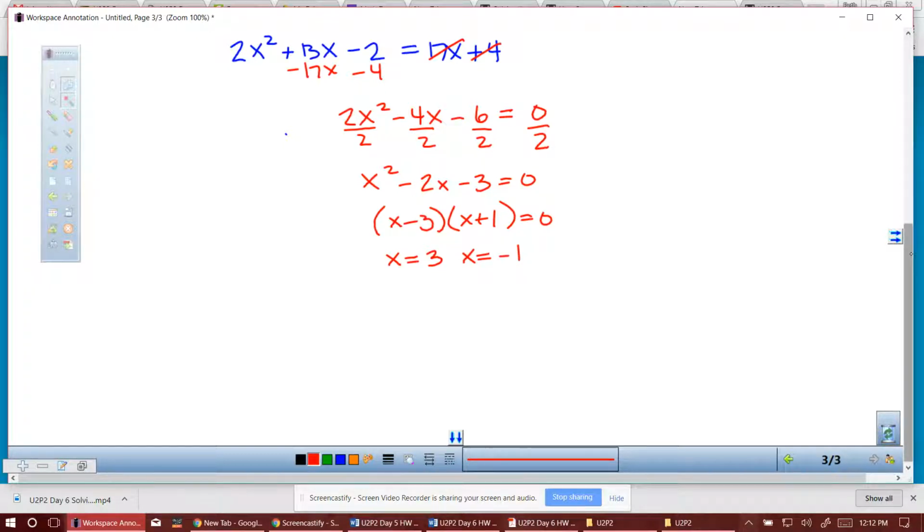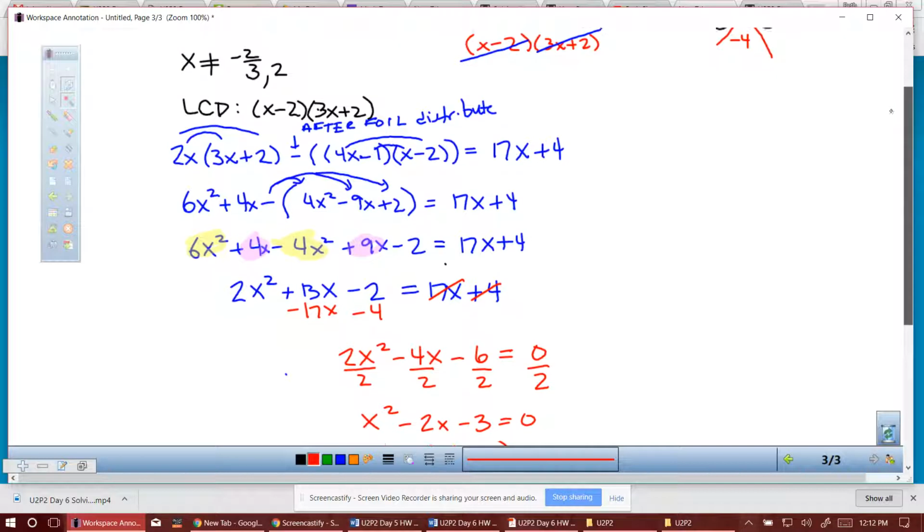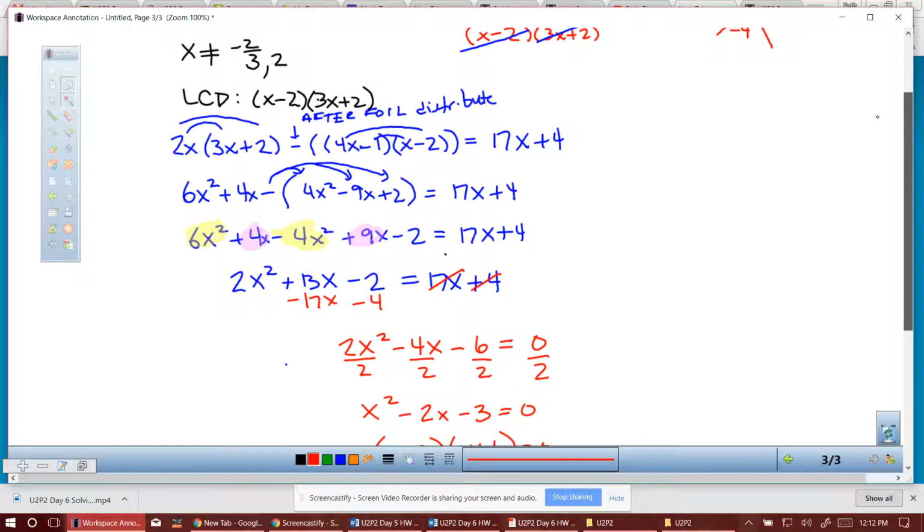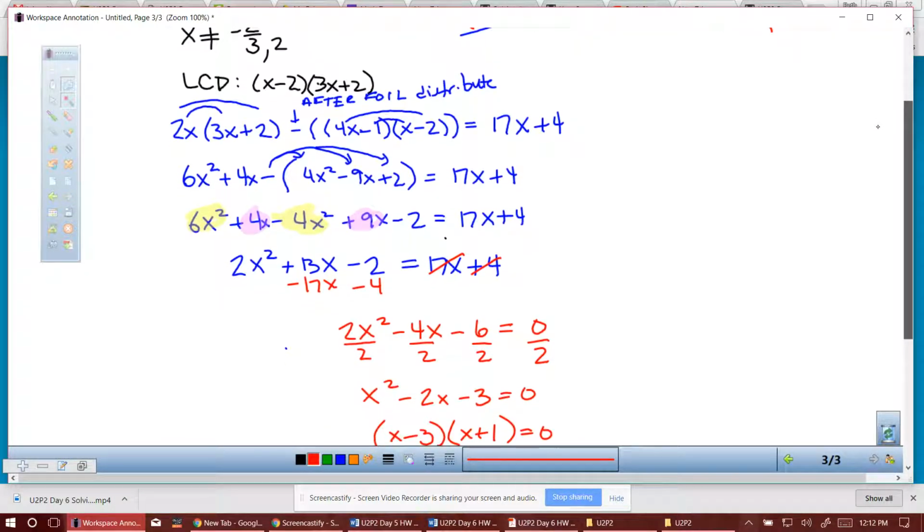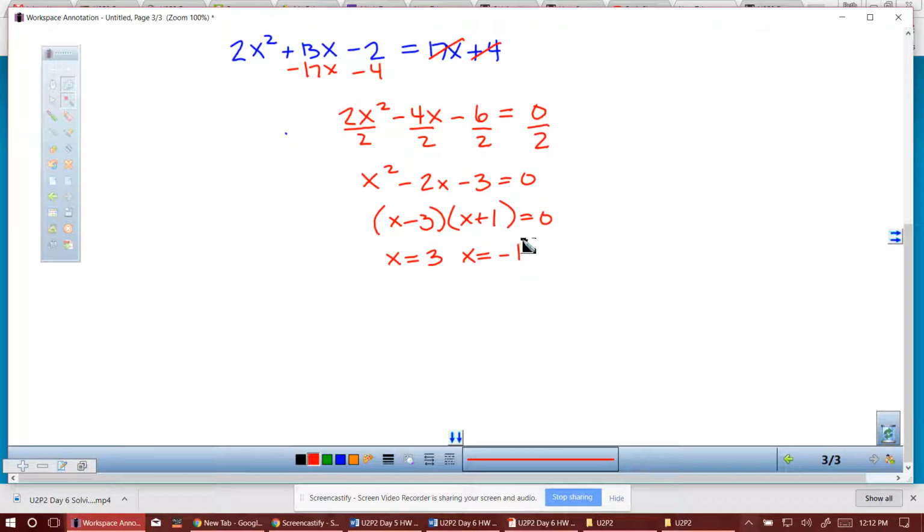Then I scroll back up to the top and make sure that negative 2 over 3 was out and positive 2 was out. These are neither of those, so that is going to be my final solution: x equals 3 and x equals negative 1.